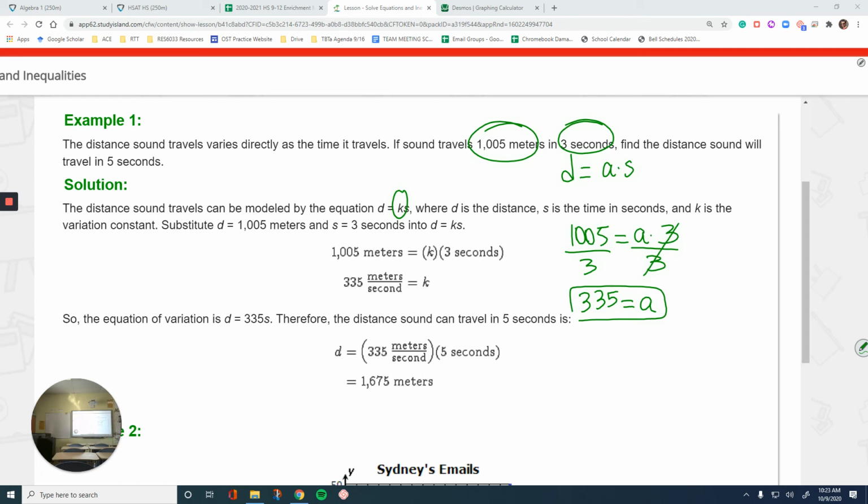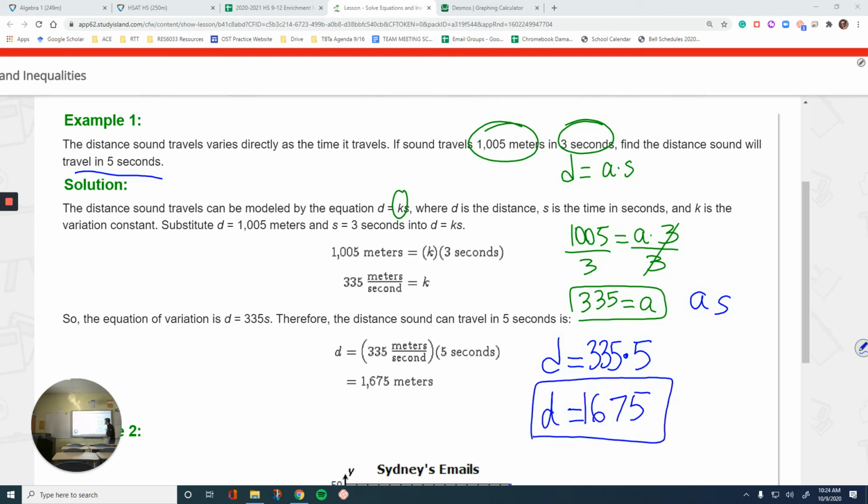So what am I trying to find? Find the distance. Let's set up the equation again. The distance was equal to A times the number of seconds, right? But now I know what my A equals. It equals 335. What else do I know? I know the number of seconds that I'm dealing with. So get rid of this. Put your seconds, which is 5. Multiply them together. It equals 1,675. So the distance would be 1,675 meters.